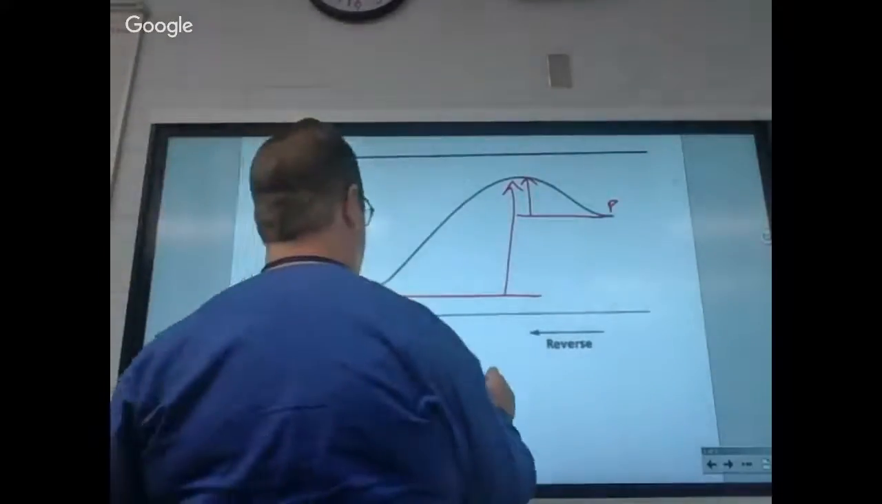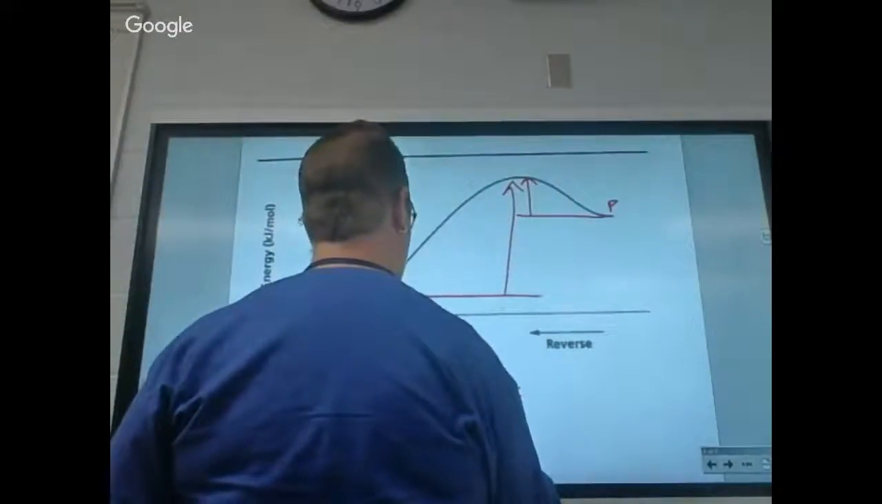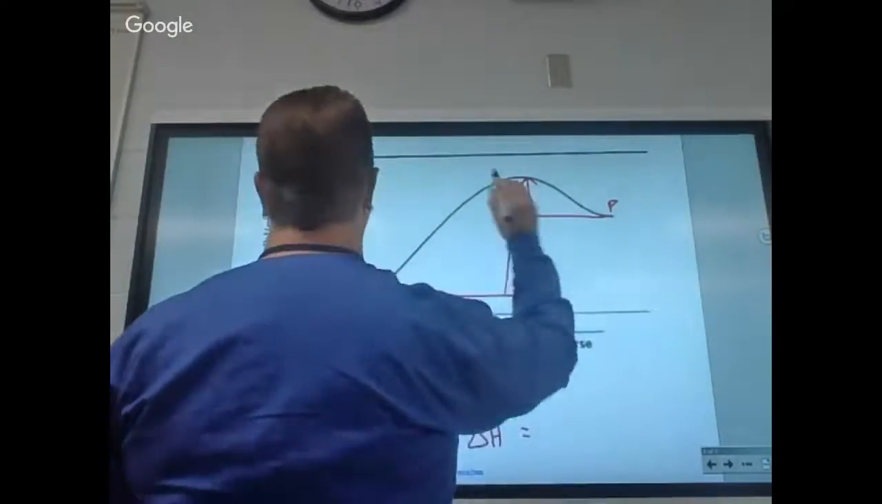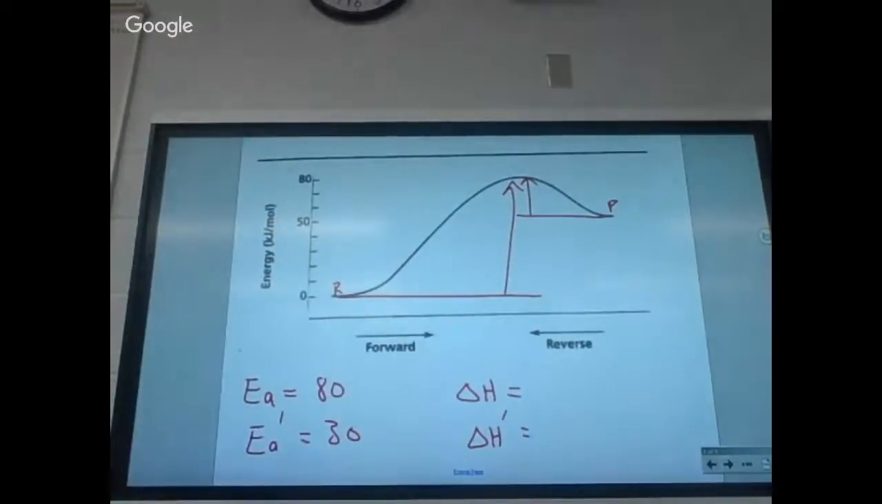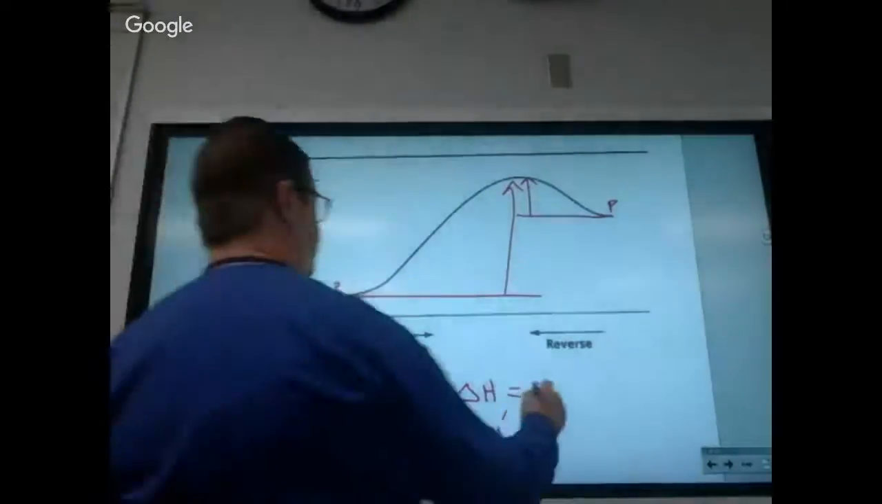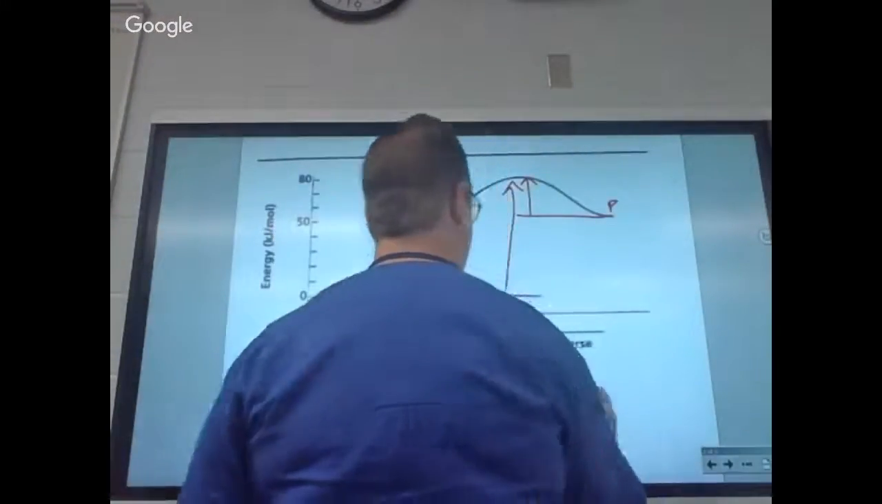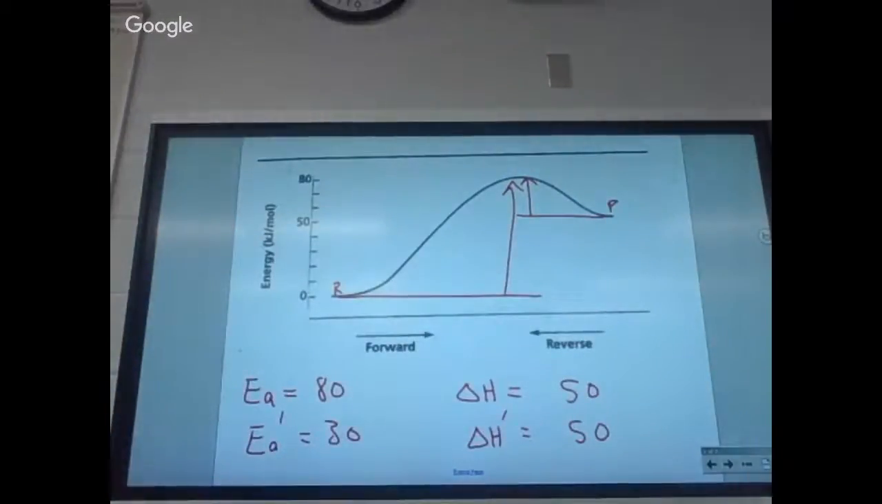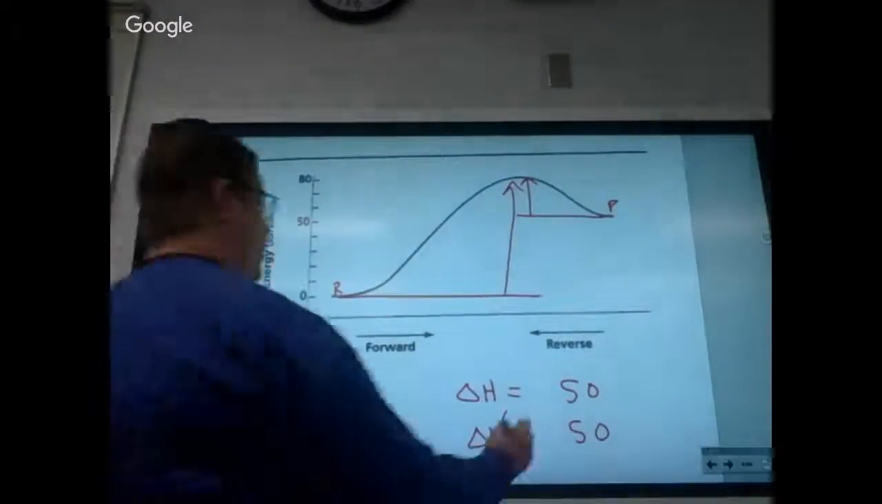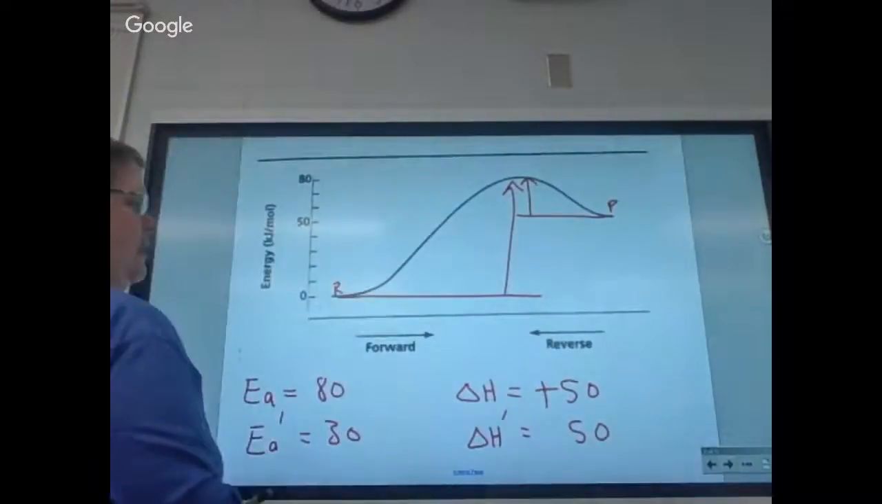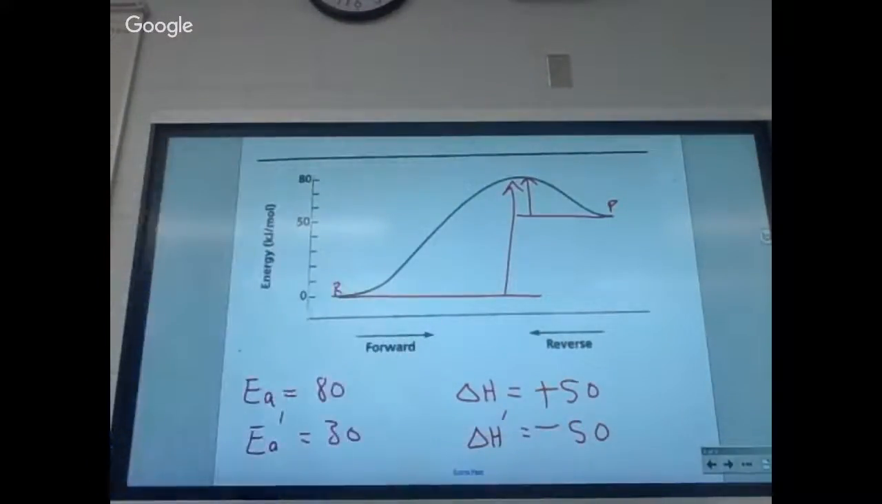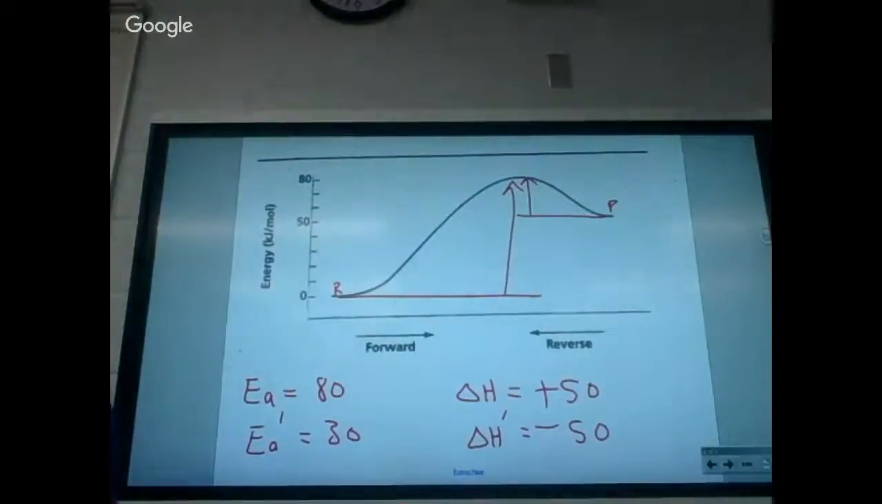Okay, delta H goes from the reactants to the products. So what did you think? I agree. All right, so putting in our signs. Is it endo or is it exo? Endo, so positive. And that means reverse is negative. Are we okay? Yes? Okay, you will see this on a quiz tomorrow. So we're okay with reading these graphs. There are multiple of these questions on the quiz. Yes? Okay.